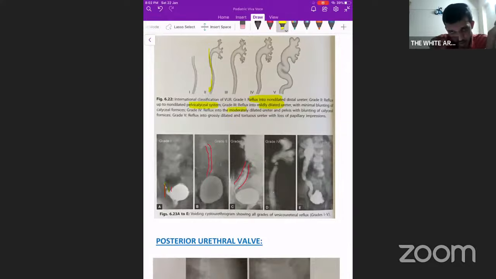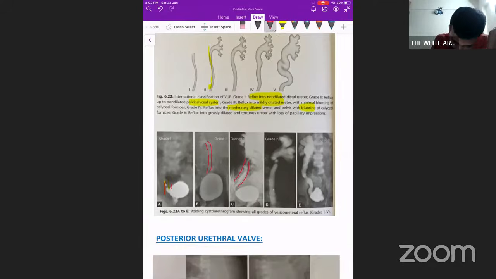there is reflux up to the pelvicalyceal system, and the ureter is moderately dilated, and there will be blunting of the pelvicalyceal system. Okay, so there is blunting, correct? So that is what you see over here. There is blunting of the pelvicalyceal system with moderate dilatation of the ureter. And the final one is grade 5.